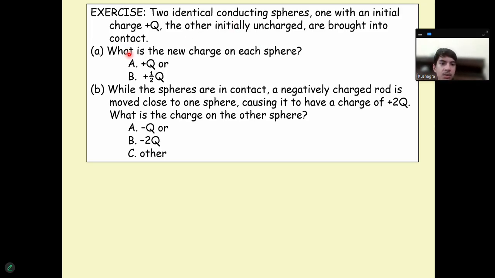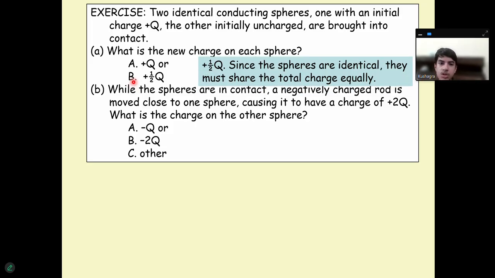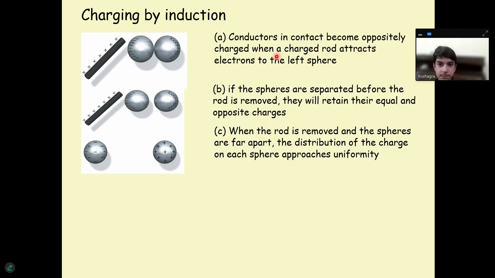So, exercise 2. Two identical conducting spheres, one with an initial charge of positive Q, the other initially uncharged, are brought in contact. What is the new charge? A, plus Q, or B, half of Q? Okay, you need to solve for that. So the answer is half of Q. Since the spheres are identical, they must share the total charge equally.